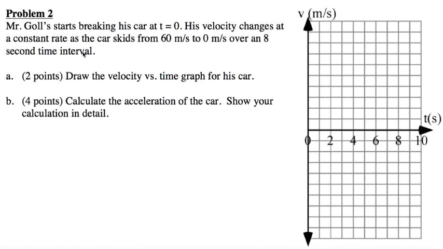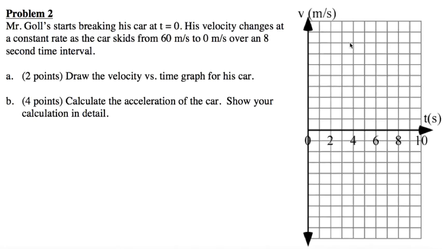Alright, so some of you need to take that time to read the problem. At a time of 0, he's starting with a speed of 60, and he's slowing down to a speed of 0. He's slowing down in this problem. He's braking his car. Slamming on the brakes. Alright, so let's show that on our graph. We know he's starting with a speed of 60.